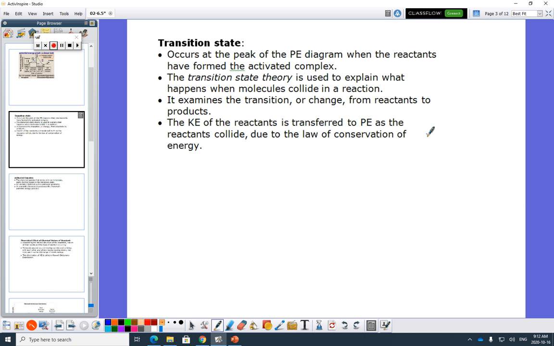So we're examining the transition or change from the reactants to the products. And we're going to focus more on kinetic energy in this unit, because kinetic energy is the energy of motion, and if particles are colliding, they have to be moving. So we are going to switch our focus to kinetic energy, but it's still going to follow the law of conservation of energy. You still can't get energy from nothing.